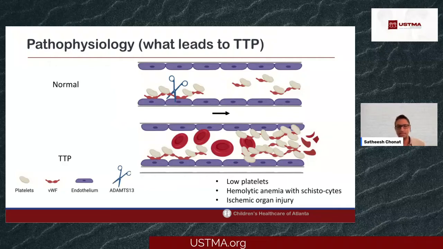So there are three main things that we tend to see in TTP. The top two are the low platelets. As you can imagine, they're all getting consumed in those little microclots. And second is the breakdown of red blood cells, what we call hemolytic anemia, with the schistocytes, or those broken down red cells. And combined, these can result in organ injury, or ischemic organ injury, due to the lack of blood supply.